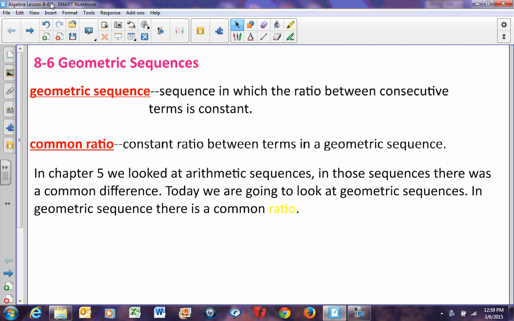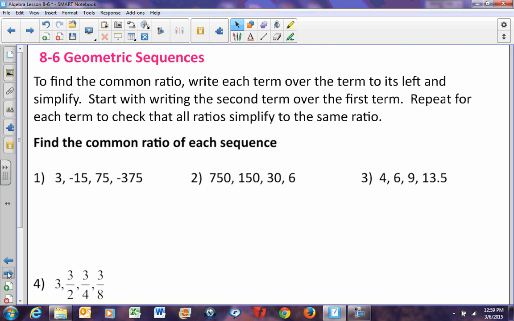Okay. So in Chapter 5, we looked at arithmetic sequences. In those sequences, there was a common difference. Today, we're looking at geometric sequences. In geometric sequences, there is a common ratio instead. To find the common ratio of a sequence, you're going to write each term over the term to its left and simplify. Start with writing the second term over the first term, and then the third term over the second term, and the fourth term over the third term, until you're out of terms. And repeat each term to make sure that the ratios simplify to the same.